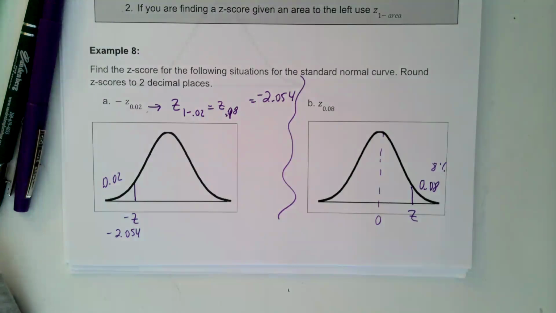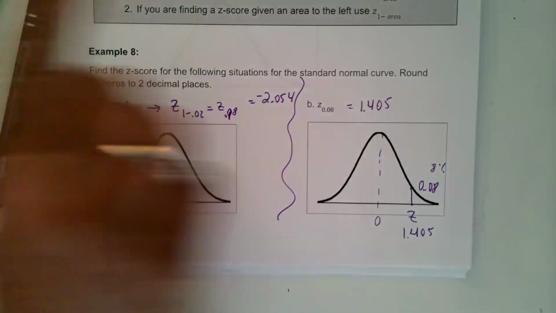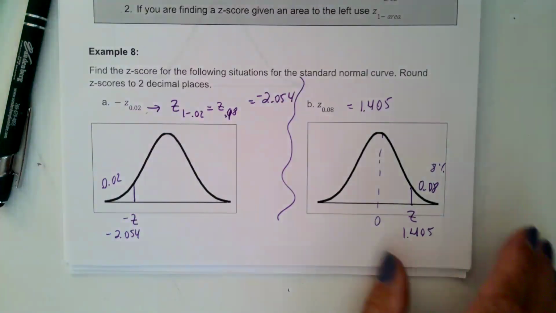Okay, so we're going to go to Alex again and clear this out and put in z. And now I'm just going to type in 0.08. And that is 1.405 standard deviations. So it's 1.405.